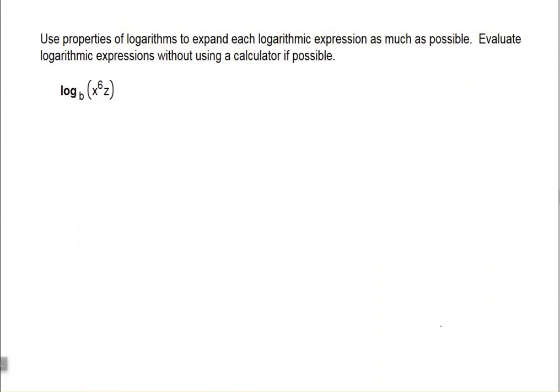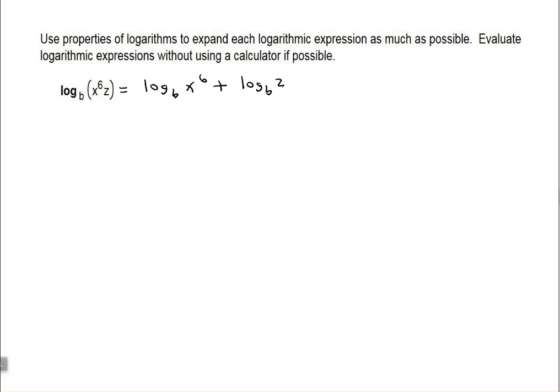So the first example we have here, we want to use the properties of logarithms to expand each logarithmic expression as much as possible. Evaluate logarithmic expressions without using a calculator if possible. All right, so we have log base b of x to the sixth power times z. So the first thing that I see is that I need to use the product rule. All right, so we have log base b of x to the sixth power plus log base b of z.